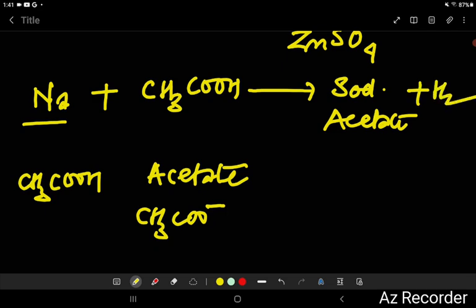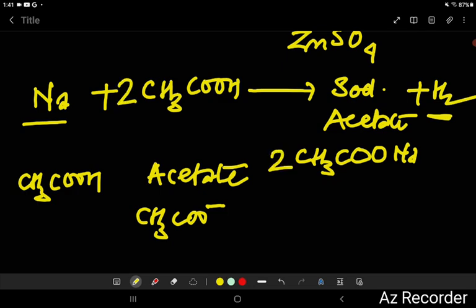How to write the formula of sodium acetate? That is CH3COONa. And how to balance the reaction? Because there are two hydrogen here, you have to write here 2, then you have to write 2 here and 2 in front of the sodium.